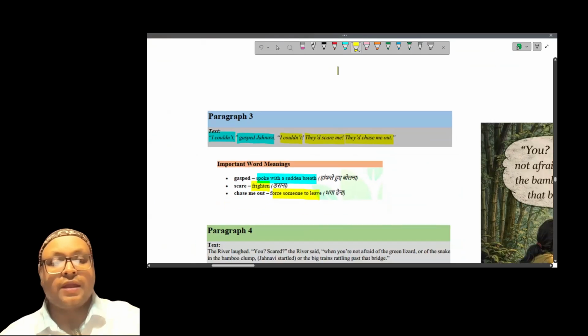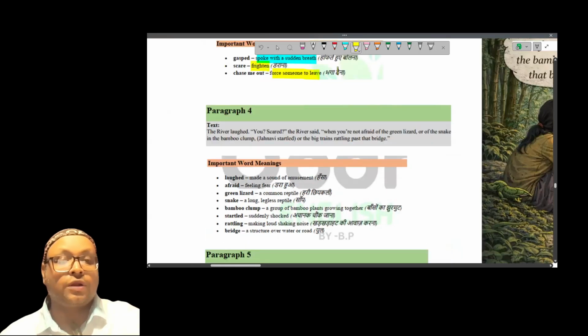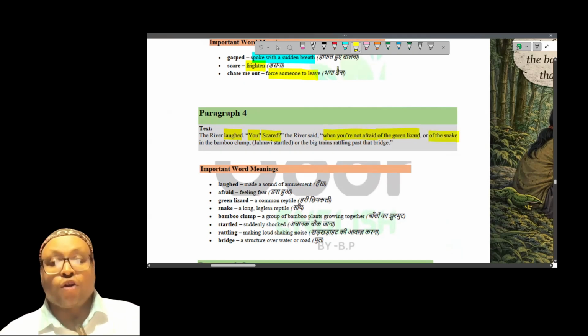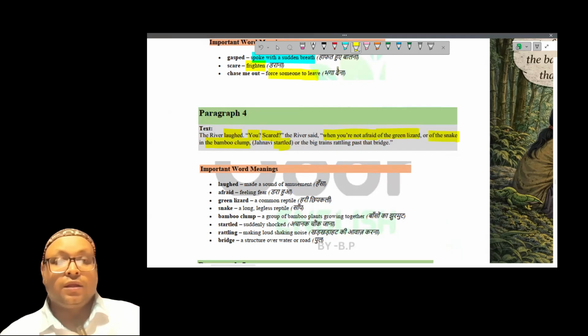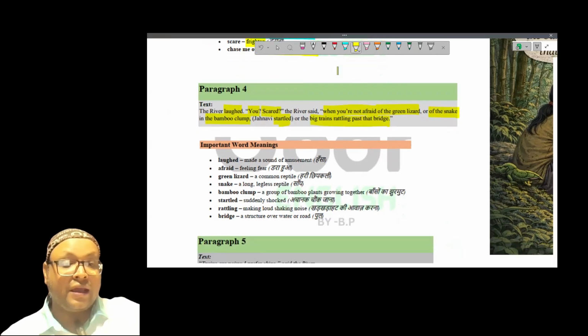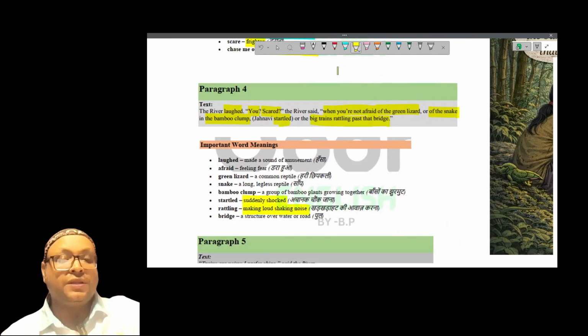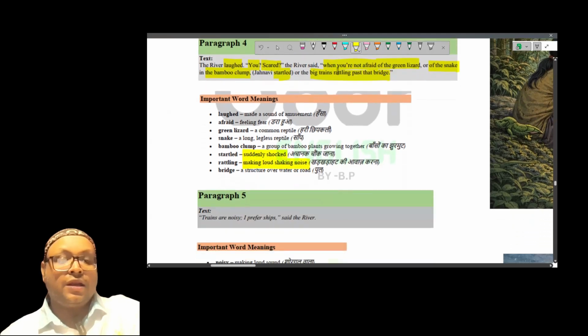This also could be. Let's see what is there in para 4. The river laughed. You scared? The river said, when you are not afraid of the green lizard or of the snake in the bamboo clump, Jahnavi got startled. Why was she startled? Actually, she did not know there was a snake. Or the big trains rattling past the bridge. She was not afraid of anything. You see, rattling means making loud, shaking noise, right? Already I talked about startled earlier. It means suddenly getting shocked.